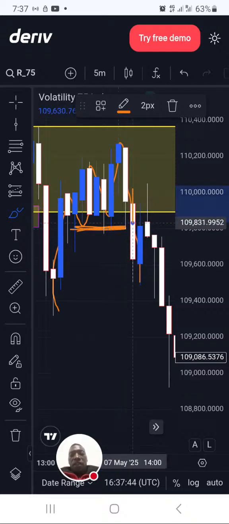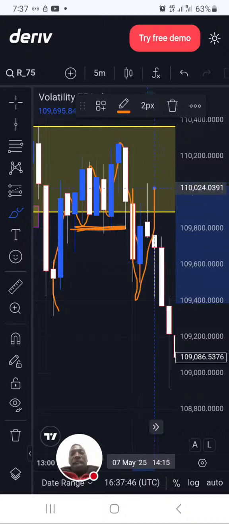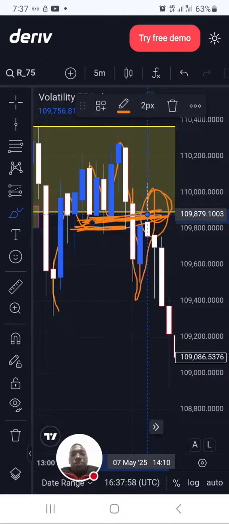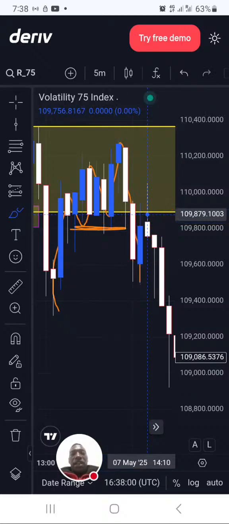This, now we have broken it. We wait for the price to come and retest that broken structure. Are you getting the point? After that structure is broken and retested, the next step, what we have to do, bro, is to identify the candlestick.